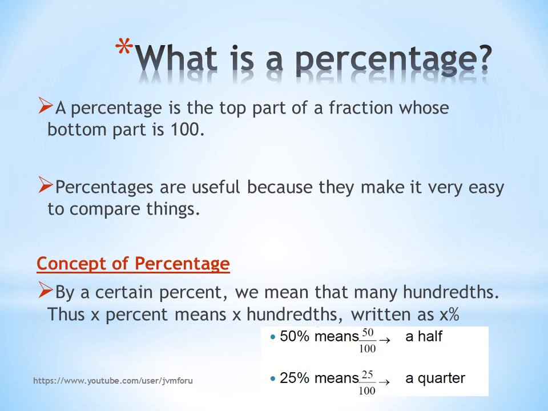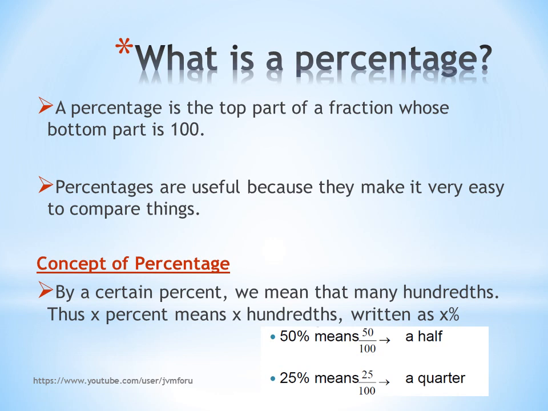The concept of percentage is that a certain percentage means it has a number of hundreds available. For example, x percentage means x hundreds are available, and we write that as x percentage. That is what percentage actually is. Whatever divisor and dividend we have, we convert that as a part of 100. That is called the percentage.